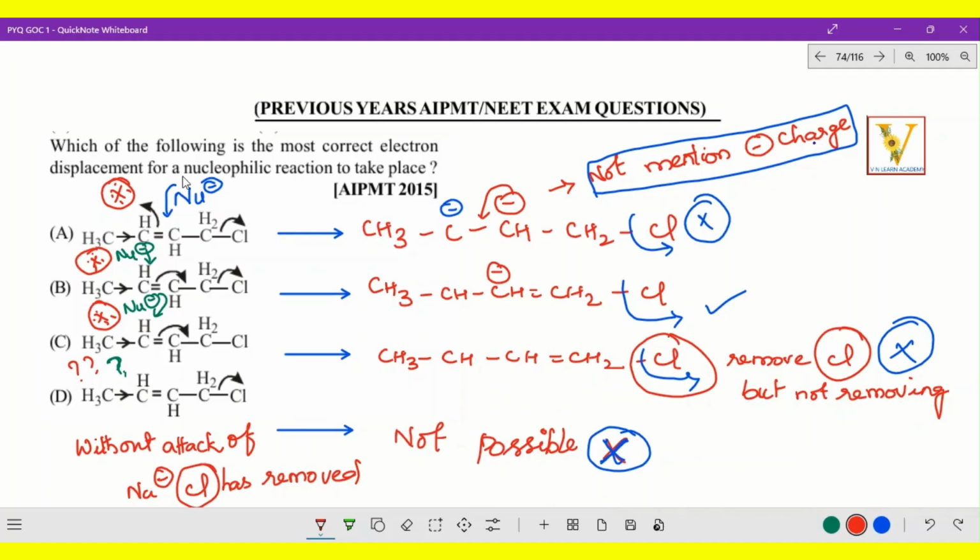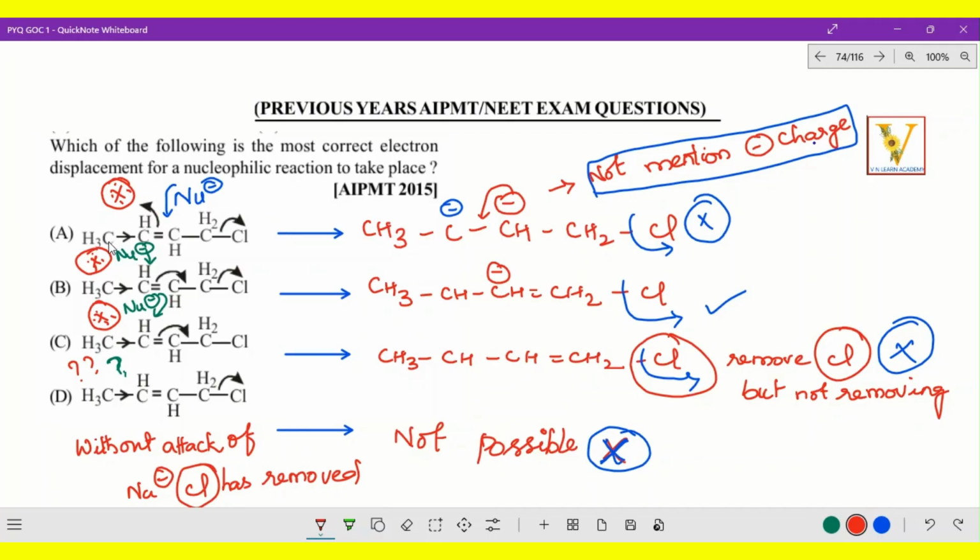The next question: which of the following is the most correct electron displacement for a nucleophilic reaction to take place? See, whenever we are doing a mechanism, this will really help you to identify the correct point.